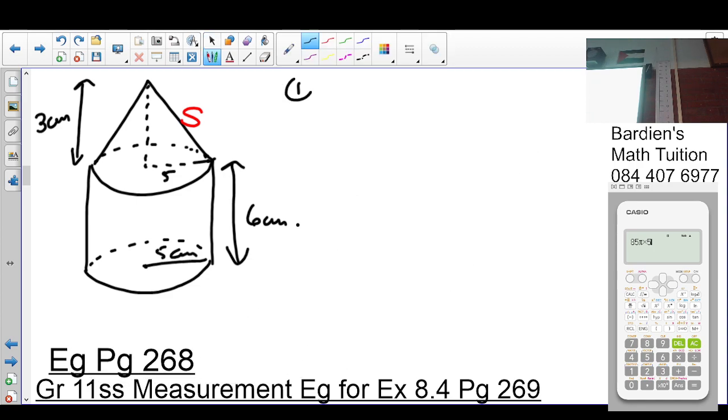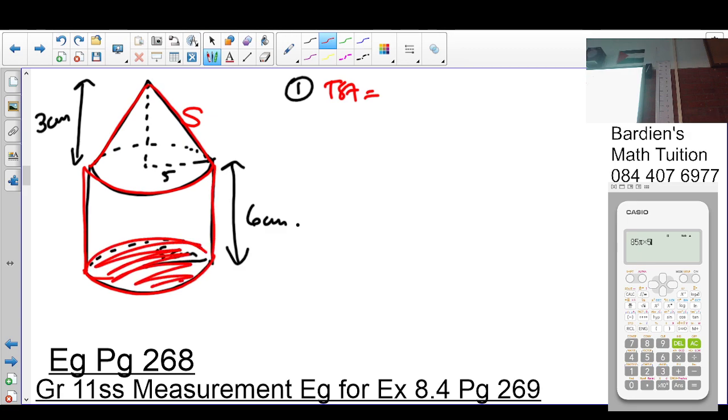Okay, so we'll be looking at the surface area of the figure. So number 1. The surface area will be this here, the outside of the cone, plus the outside of the cylinder. Remember, that part as well.